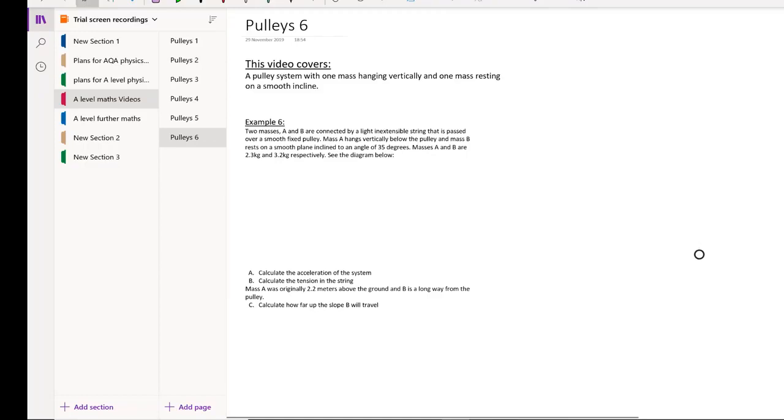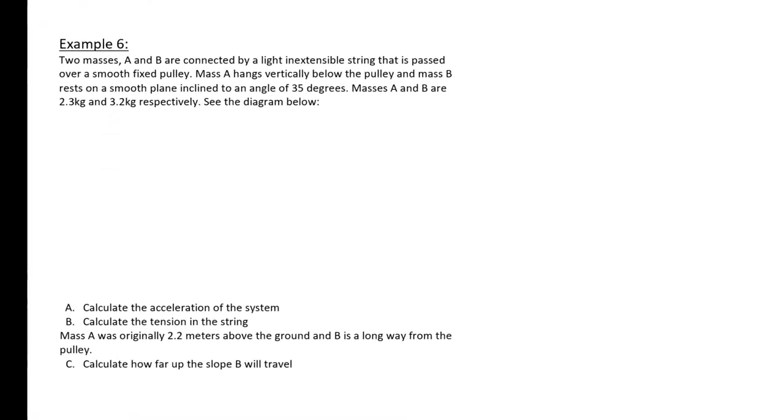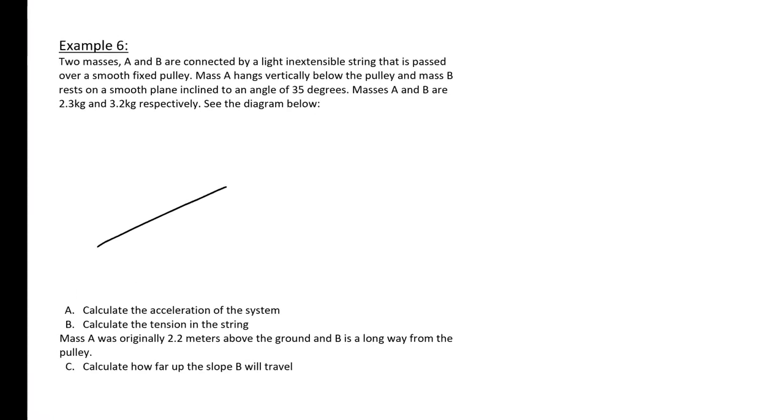Example 6: two masses A and B are connected by a light inextensible string that is passed over a smooth fixed pulley. Mass A hangs vertically below the pulley and mass B rests on a smooth plane inclined to an angle of 35 degrees. We'll just draw out that much so far. So there's an incline of 35 degrees, and that will always be to the horizontal.